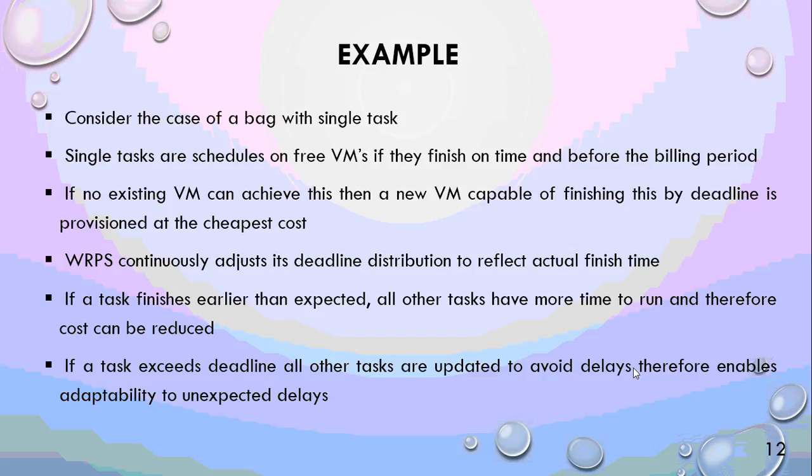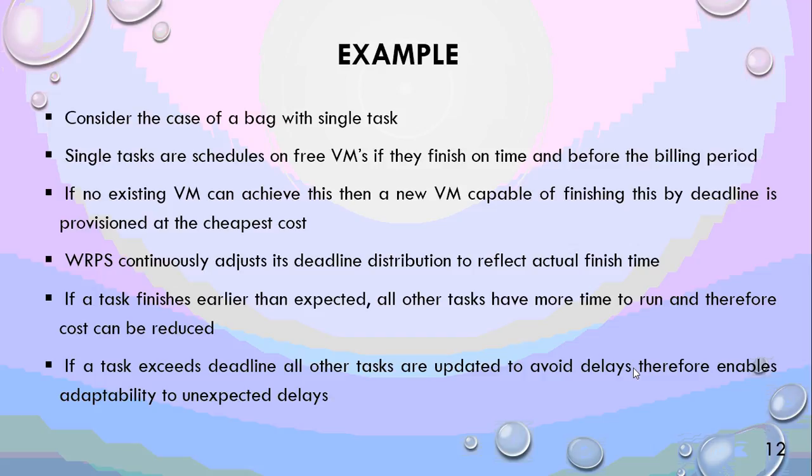If we consider an example where there is a bag with a single task, the single task is scheduled on a free virtual machine if it can finish on time and before the billing period ends. If there is no virtual machine existing, then a new one is created. The WRPS continuously adjusts its deadline distribution to reflect actual finish time. If a task finishes earlier than expected, all the other tasks have more time to run and therefore cost can be reduced.